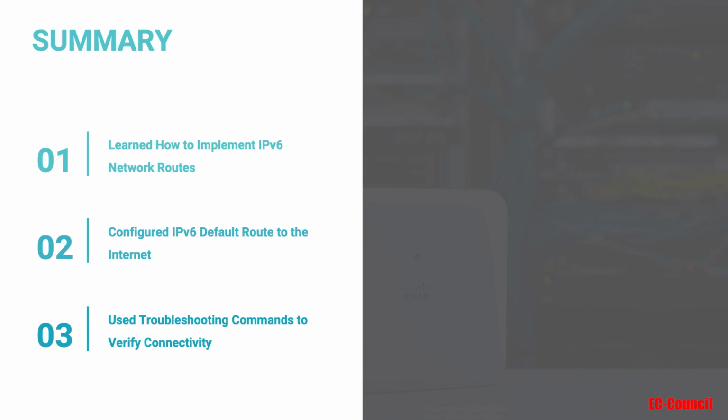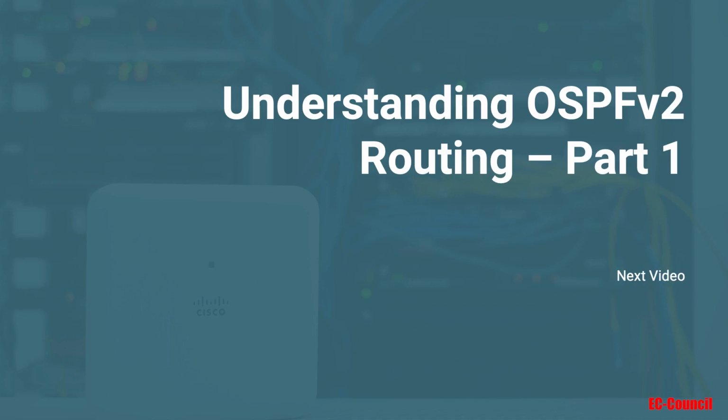By completing this video and completing the lab, you have learned how to implement IPv6 network routes, which we did on the HQ router. You have also learned how to configure IPv6 default routes to point to the internet, and you have learned how to use troubleshooting commands to verify connectivity. In the next video, you will learn about Open Shortest Path First version 2, which is a dynamic routing protocol.